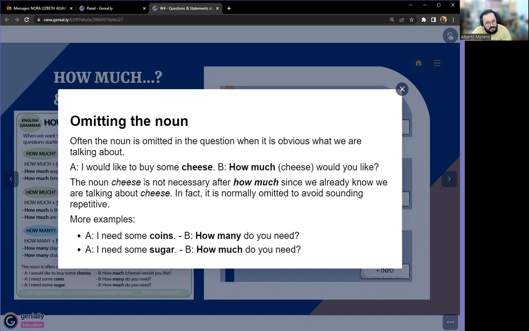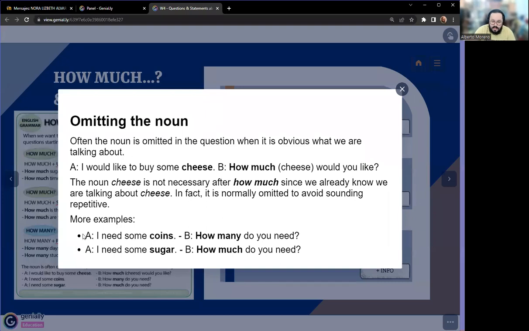I would like to buy some cheese. How much cheese would you like? Well, that's quite repetitive. So it is almost the same as with possessive adjectives and possessive pronouns, where we use possessive pronouns in order to avoid sounding repetitive. So it's a little bit the same.